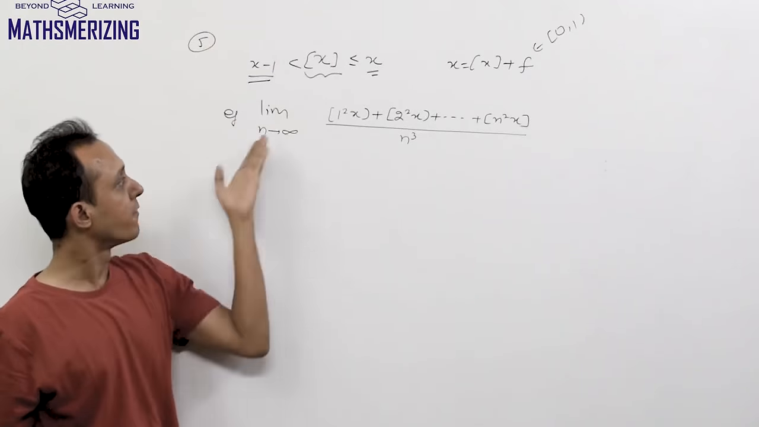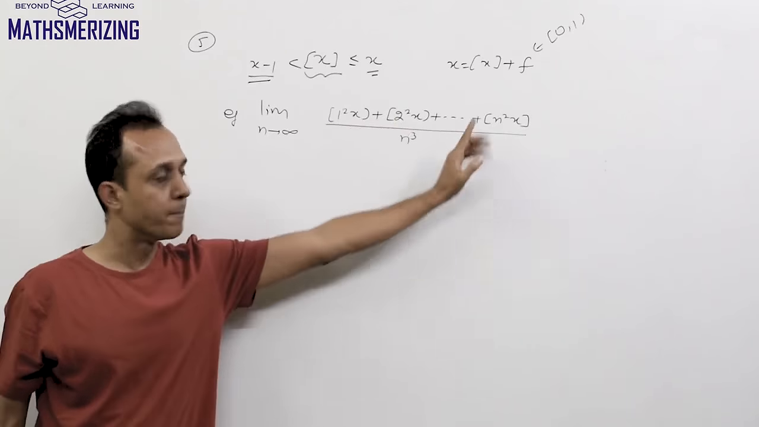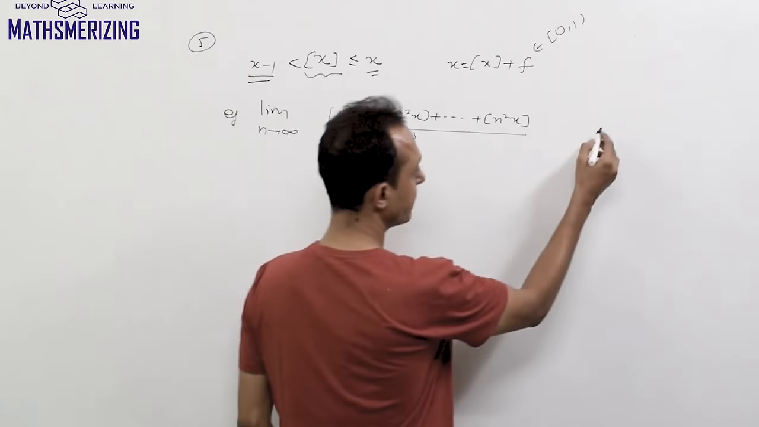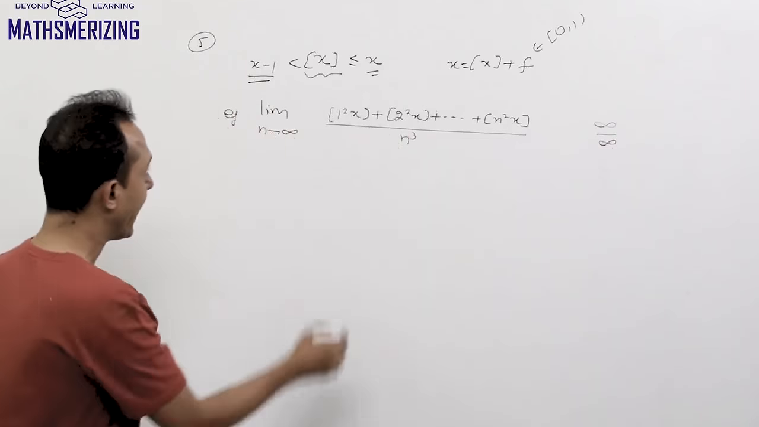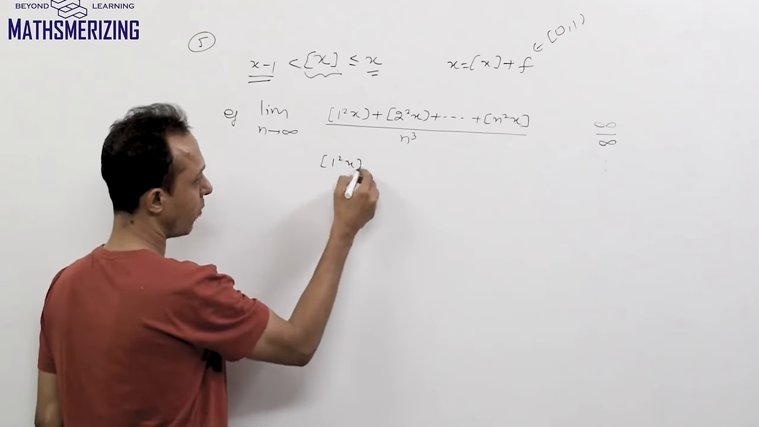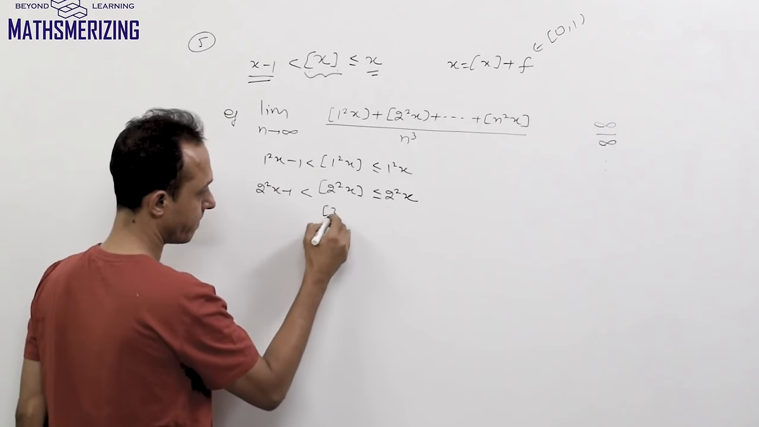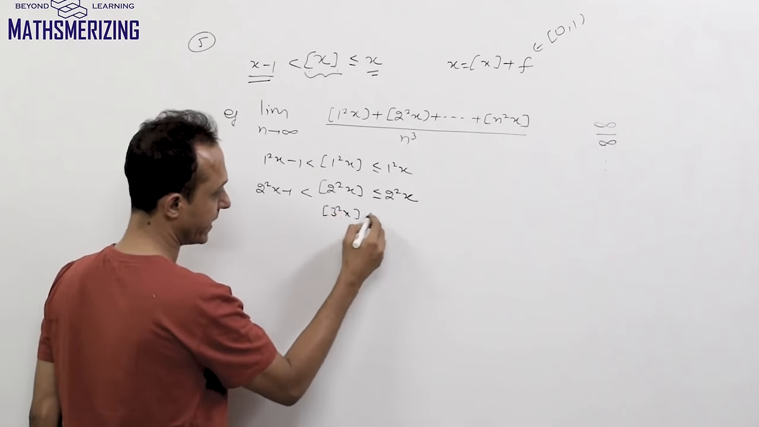Say for example, we have this question, which is limit n tends to infinity, greatest integer function of 1 square x plus 2 square x up to n square x, divided by n cube. Because n tends to infinity, it is infinity upon infinity form. Now any greatest integer function of x will lie between x minus 1 and x. So I can write 1 square x will lie between 1 square x minus 1 and 1 square x. In the same way, 2 square x will lie between 2 square x minus 1 and 2 square x. 3 square x will lie between 3 square x minus 1 and 3 square x, and this series will continue up to n square x minus 1, the greatest integer function of n square x, and n square x.